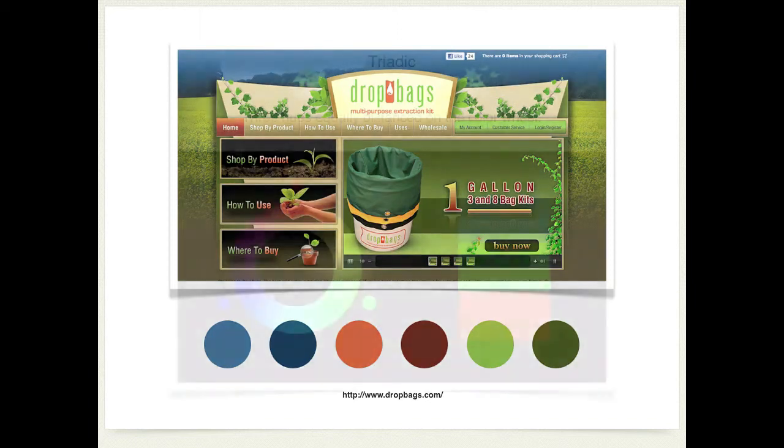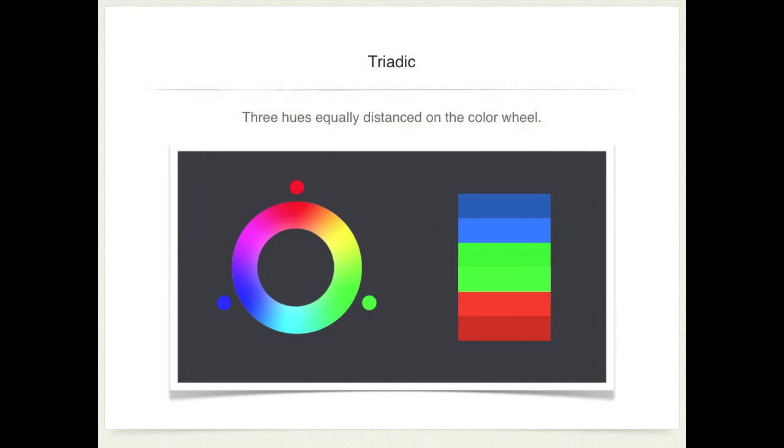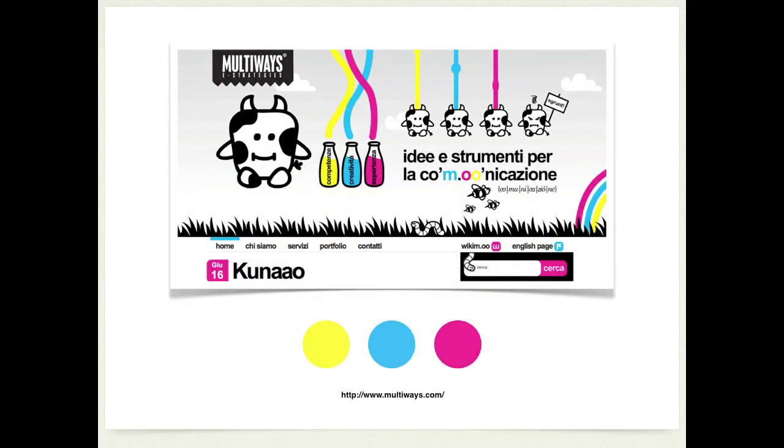Next one is called triadic. Pretty simple, three hues equally distanced on the color wheel. A good example is multiways.com, who uses yellow, blue, and pink.